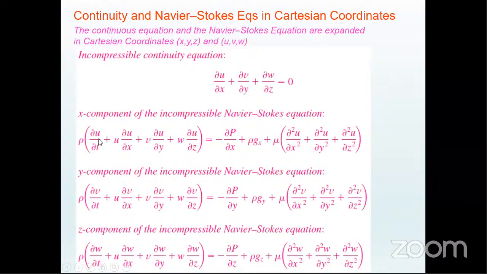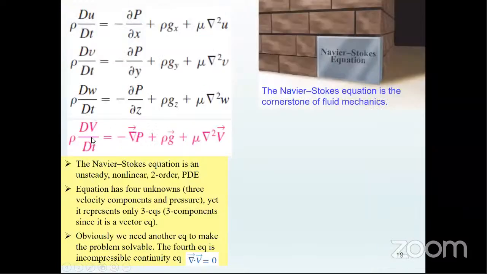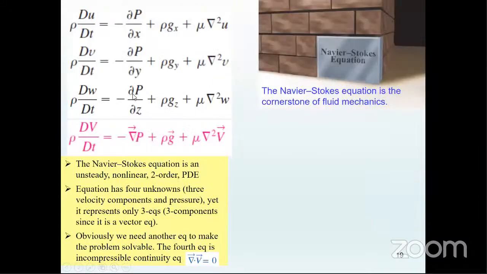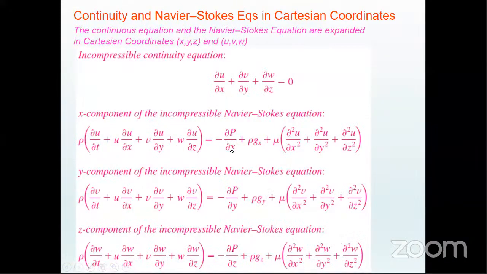Say the same thing: rho times what we get here, rho times del u by del t plus u times del u by del x plus v times del u by del y plus w times del u by del z. This must be equal to minus del p by del x, the gradient in the pressure along the x, plus rho times gx plus mu times del square u by del x square plus del square u by del y square plus del square u by del z square. This is along the x.